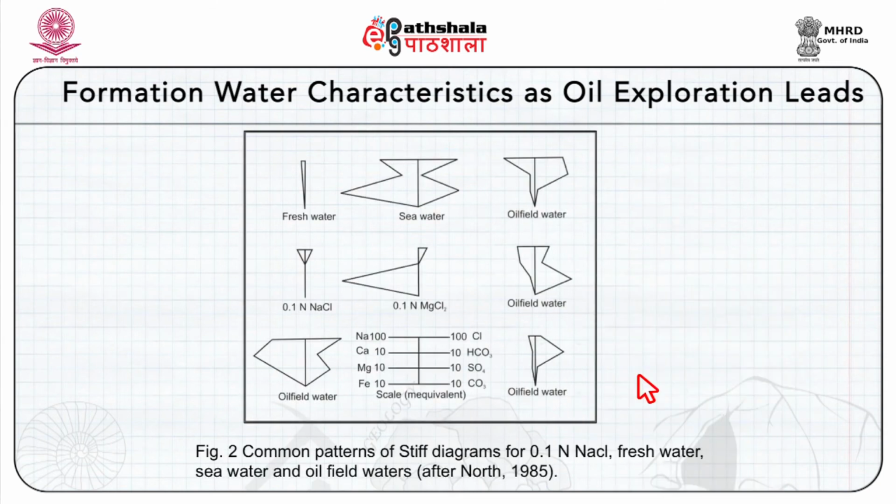Now, this figure illustrates the different shapes of polygons of different Stiff diagrams from different kinds of water, either fresh water, sea water, oil filled water, or different kinds of solution, that is 0.1 normal sodium chloride or 0.1 normal magnesium chloride. So, basically the row in the middle, the lowermost, shows how we plot it. You can see that all the cations are plotted towards the left, and all the anions are plotted towards the right.